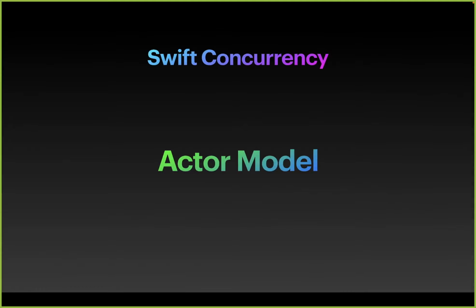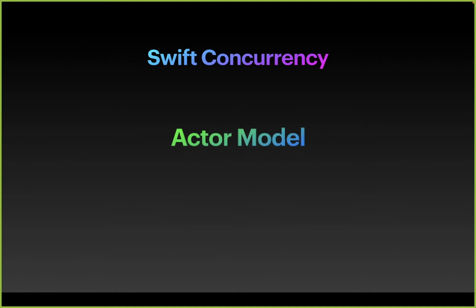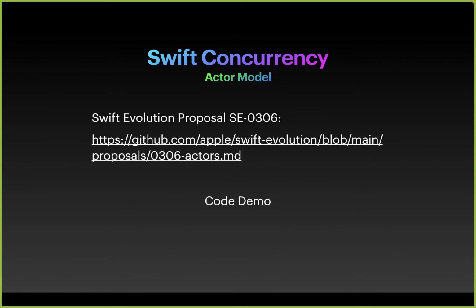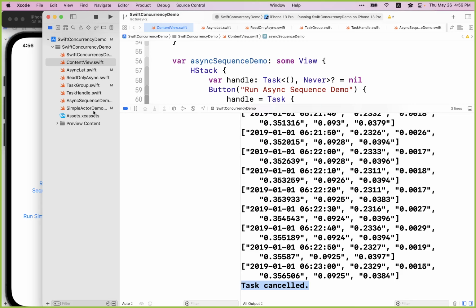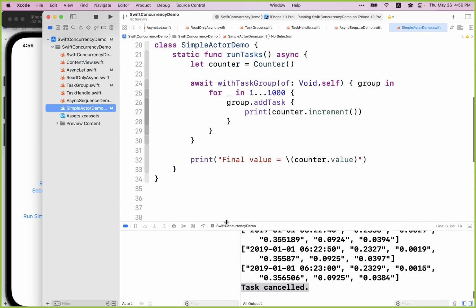Now let's take a look at the next important thing called the actor model. The full proposal for the actor model is again in the Swift evolution proposal, and you can take a look at the URL if you want. But we're just going to jump into the code demo and take a look at this.